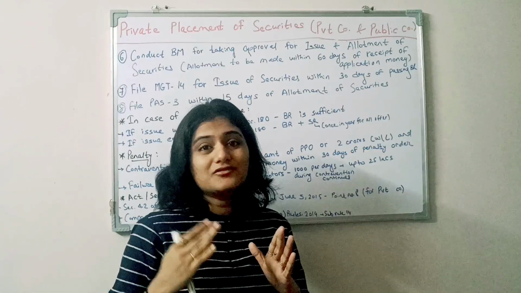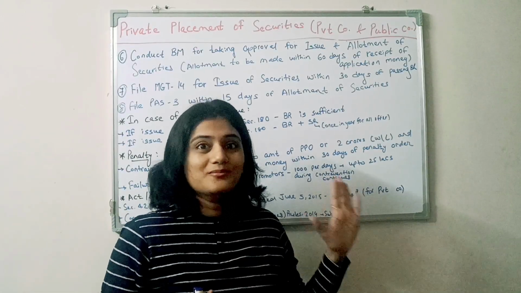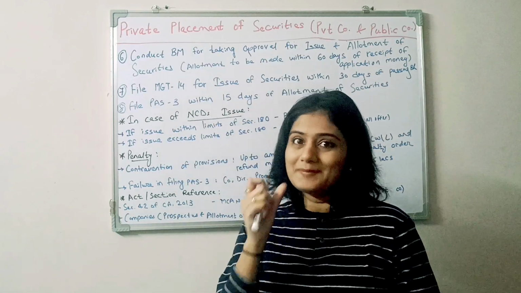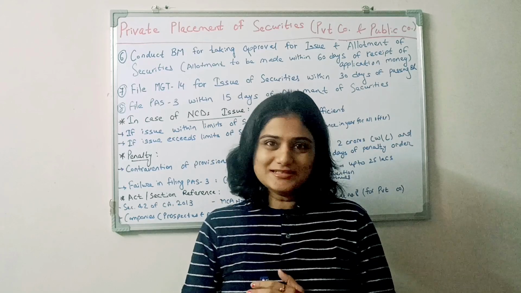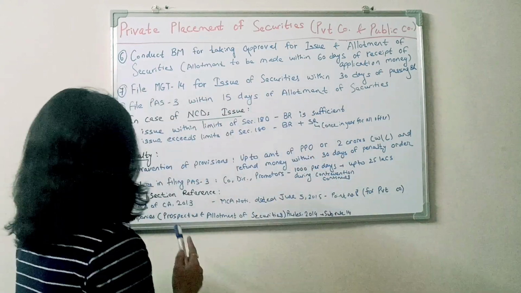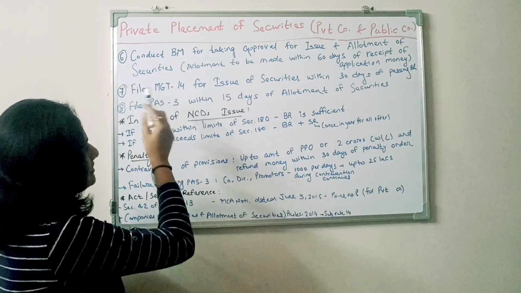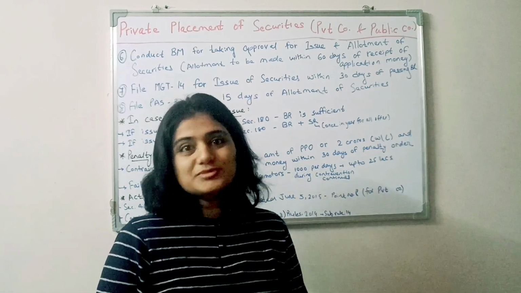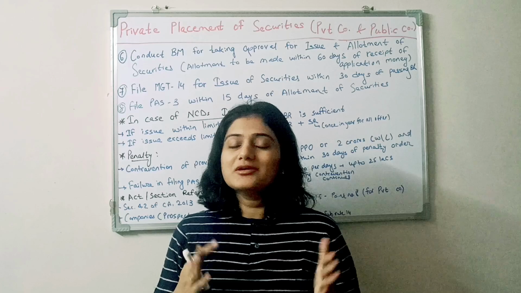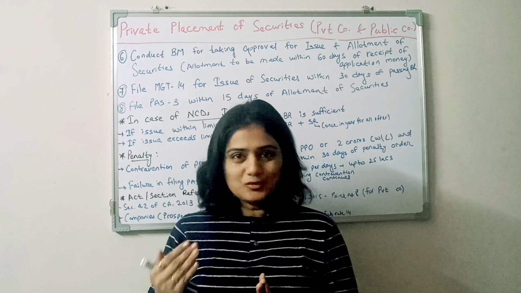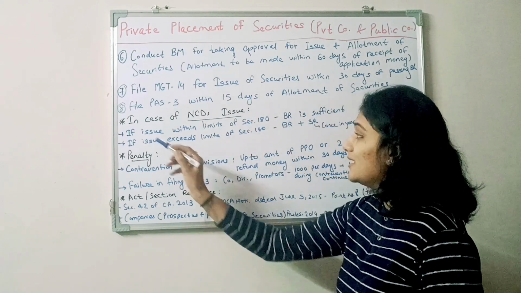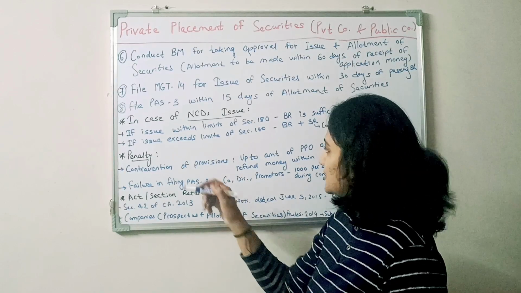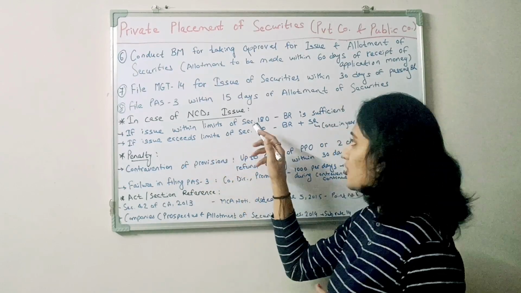Generally the forms are required to be filed within 30 days, but it is clearly mentioned that for a private placement offer the company has to file PAS 3 within a period of 15 days from the allotment. Now, this was all about the process part. Now coming to the next point: what are the relaxations provided in case of issue of non-convertible debentures through private placement offer. So if the issue is within the limit of section 180.